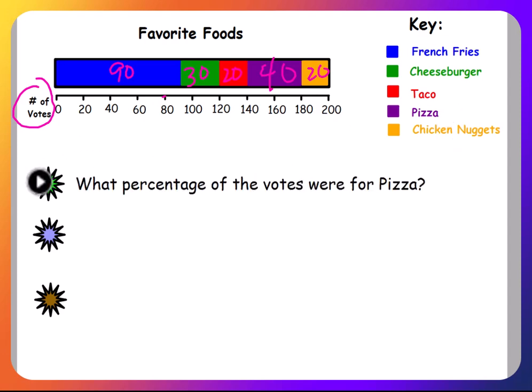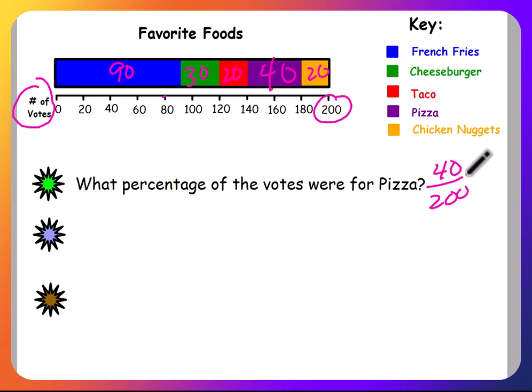First one, what percentage of the votes were for pizza? So relative frequency, we just got done talking about percent, didn't we? The easiest way to find the percent is to write a fraction form. What's your part to whole? Well, we know the total number of votes is 200, right? Okay, and how many chose pizza? Well, looking at my key, pizza is the purple, which is 40. So they chose 40 out of 200.